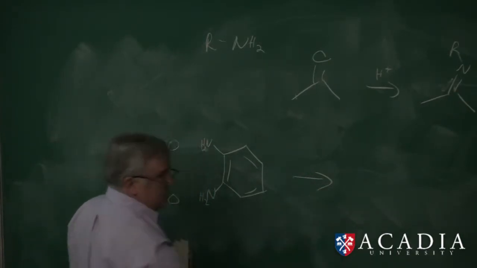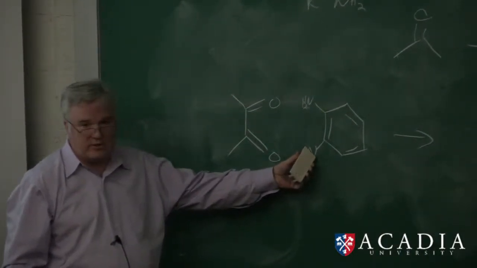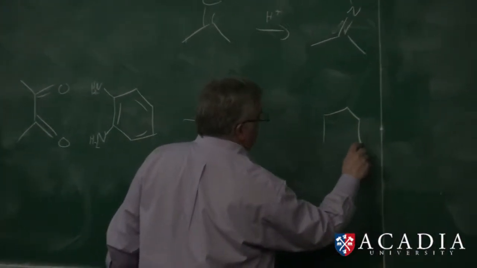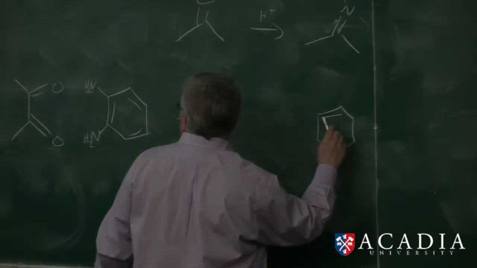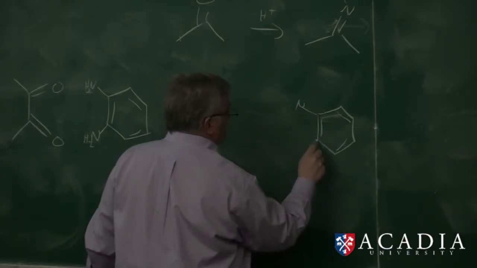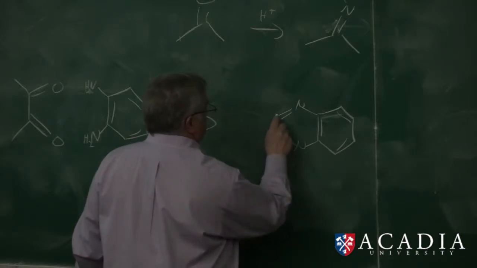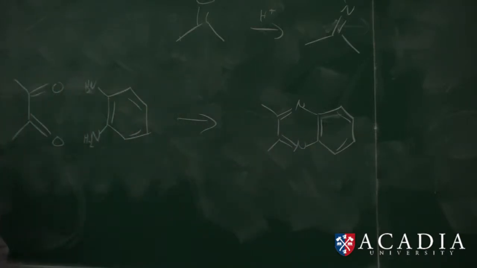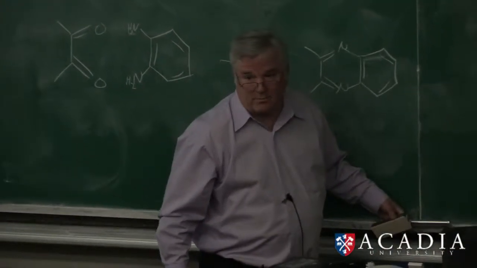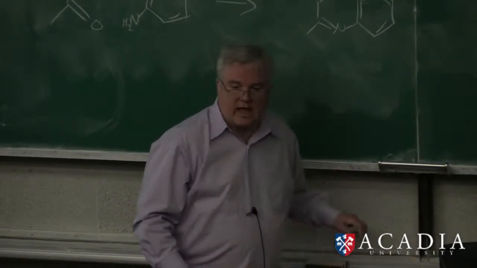If it helps, draw it like this. We're going to form an imine between this nitrogen and this carbon, and an imine between this nitrogen and this carbon, and we get this. That's the product, okay? So, yes, we haven't seen it before, but yes, we are equipped to handle that question if we've been going to class.